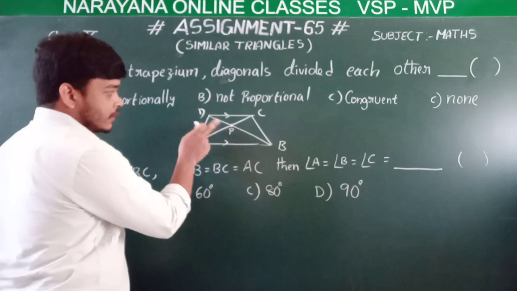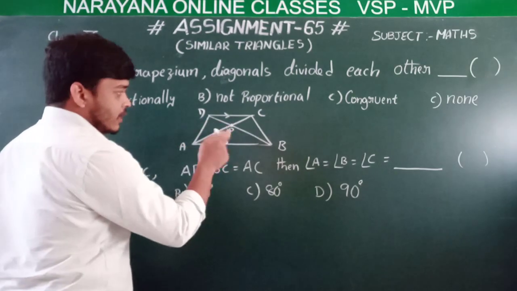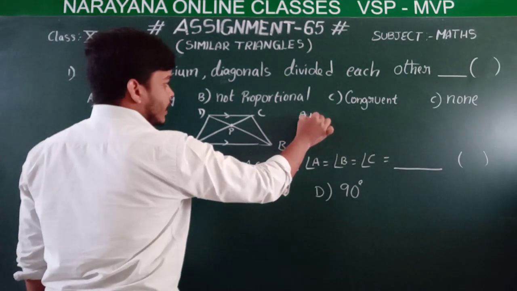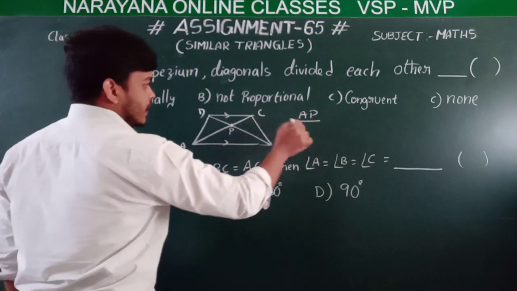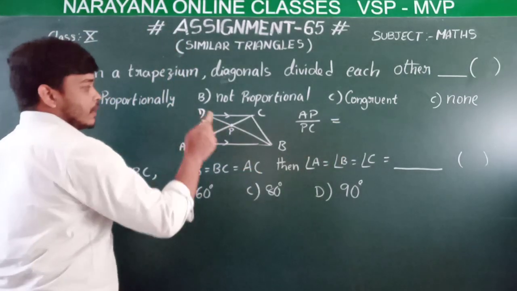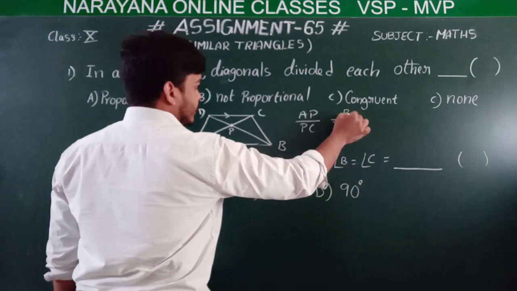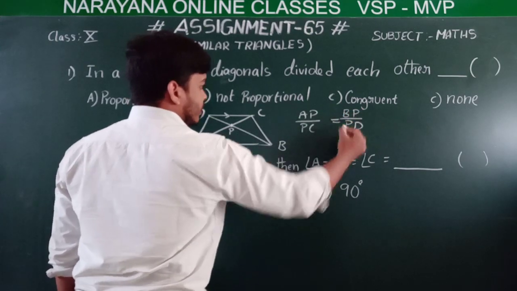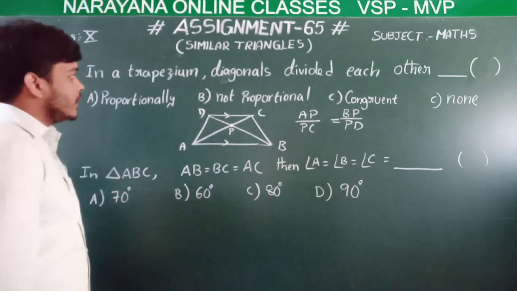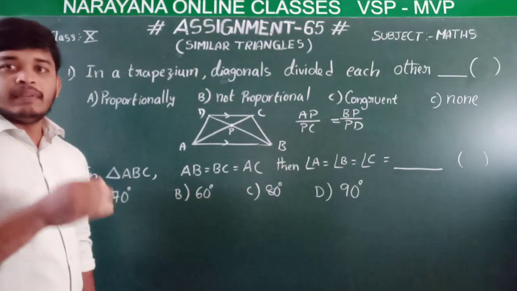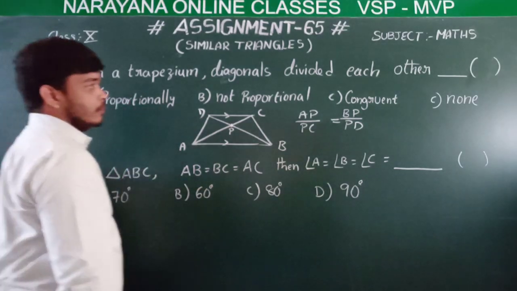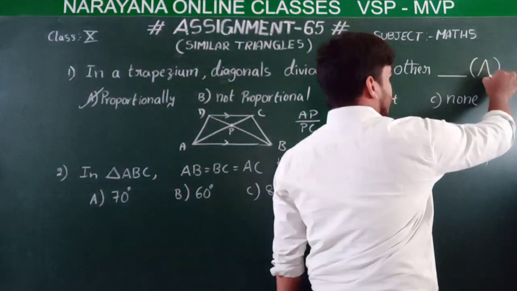So it can be written as: the diagonals divide each other proportionally. It means AP by PC is equals to BP by PD. What you observe here is that both the diagonals of a trapezium divide each other proportionally. So option A.